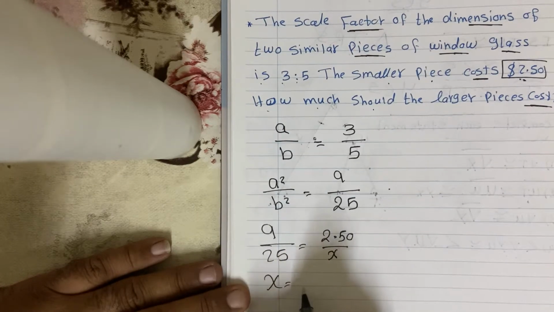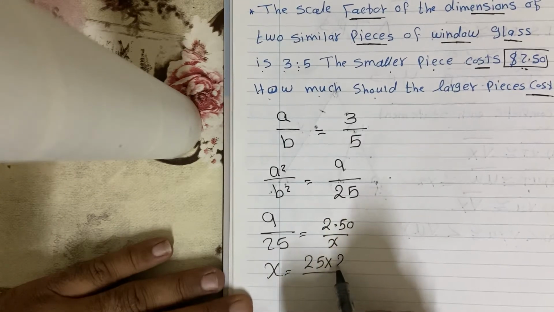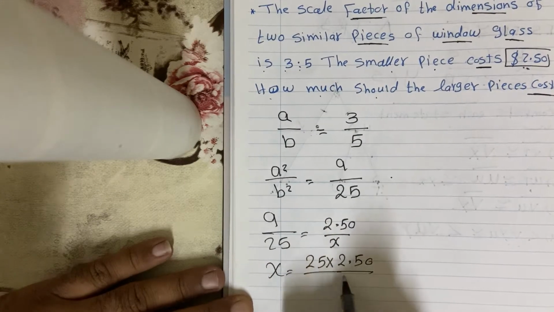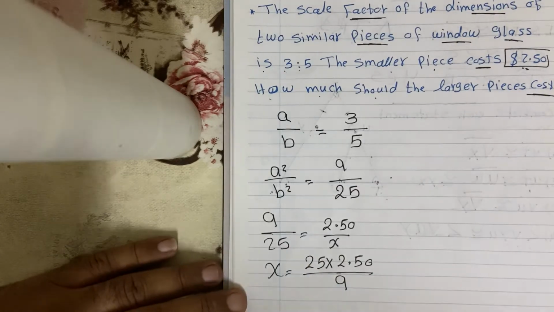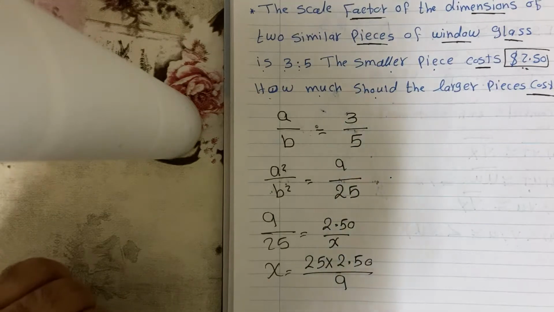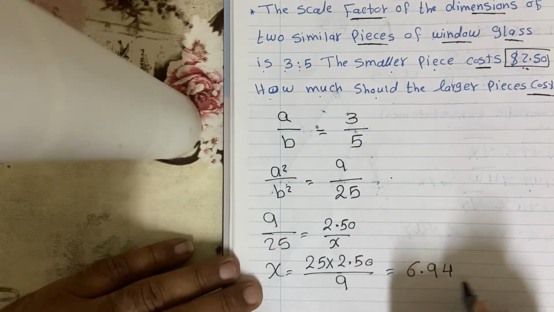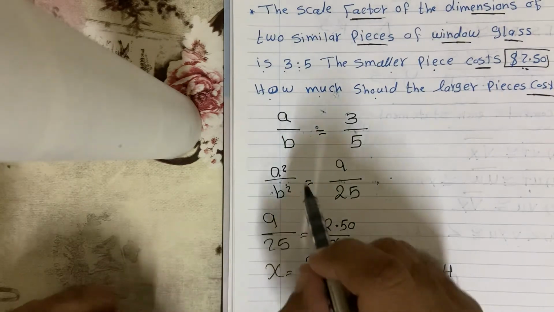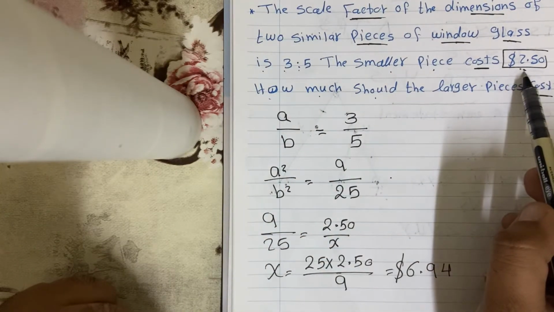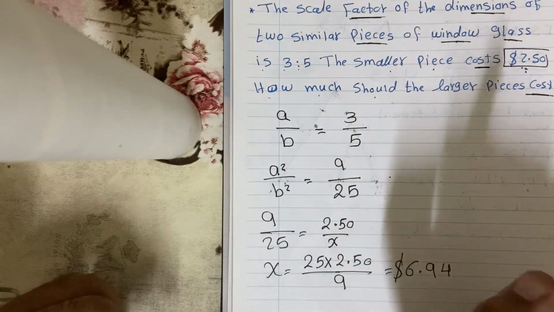To find x, you have to multiply 25 times 2.50 divided by 9. The answer is approximately $6.94. So again, if you have a price and the scale factor, you have to use the ratio of the area to find the other price. Another exercise.